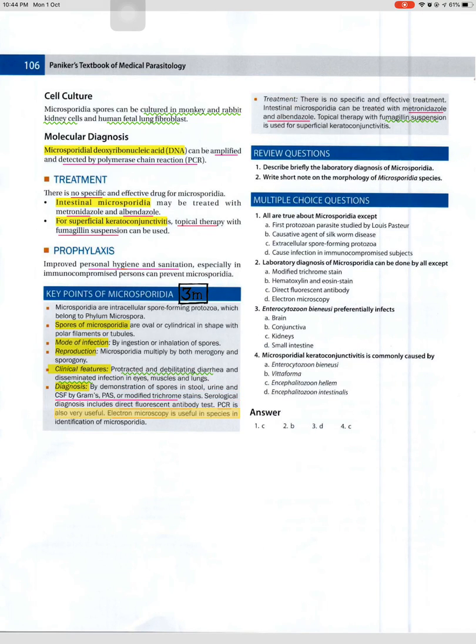PCR is also very useful. Electron microscopy is useful in species identification of Microsporidia. Treatment: there is no specific and effective treatment. Intestinal Microsporidia can be treated with metronidazole and albendazole. Topical therapy with fumagillin suspension is used for superficial keratoconjunctivitis.